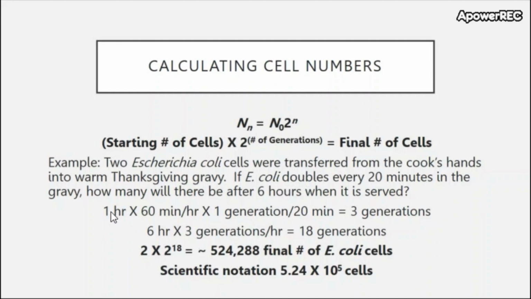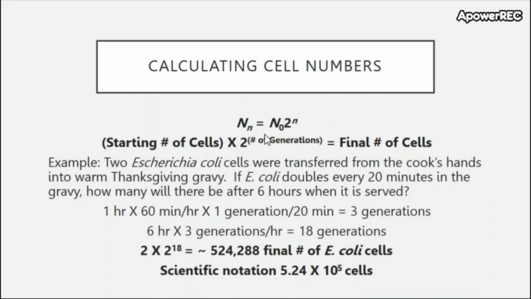I'm going to draw this, or I have this written down here below. So 1 hour is equal to 60 minutes per hour, right? And then we have 1 generation per every 20 minutes. So that equals 3 generations per hour. And then if we have 6 hours, we multiply that by 3 generations per hour, we get 18 generations altogether.